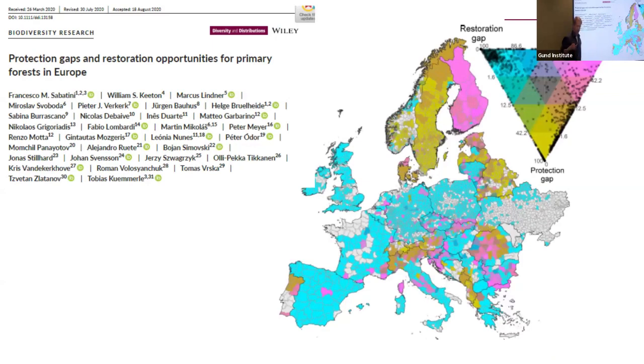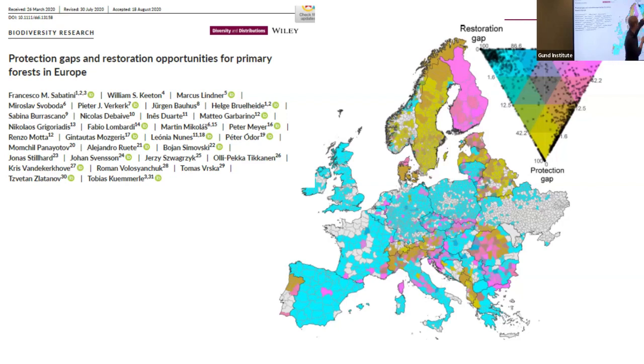So the next step, once we had that inventory, was to do a gap analysis. You guys familiar with that term, gap analysis? You determine how well protected something is within an existing protected areas network, and you look for the gaps. So where is something not well protected? We used that approach here, Europe-wide, but with a little bit of a twist on it. So we mapped the protection gaps. So where do we have old forest that's not well protected?